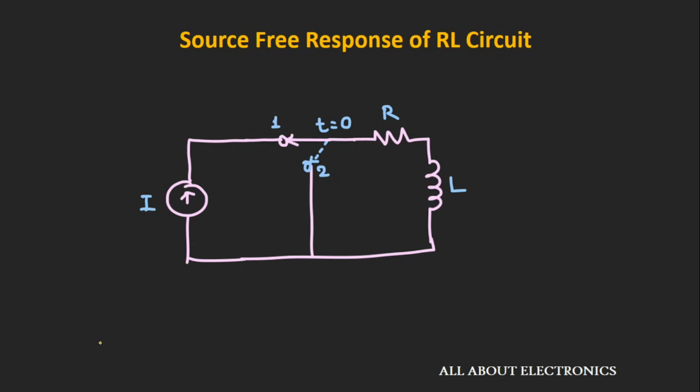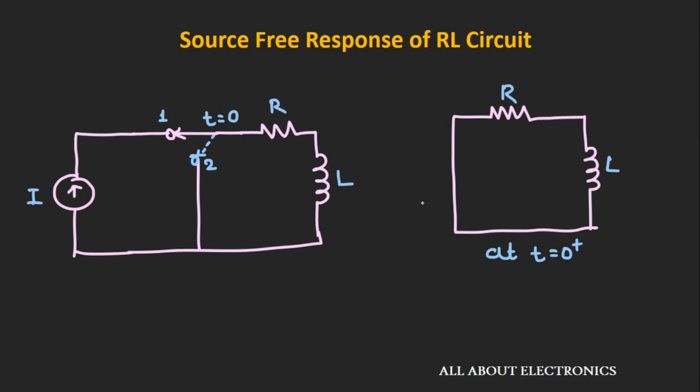Similarly, let us now see the source free response for the RL circuit. In this circuit, the switch is at position number 1 since a long time, and the current I is flowing through this RL circuit. At time t is equal to 0, the switch has been moved from position number 1 to position number 2. So at time t is equal to 0 plus, the equivalent circuit will look like this. Now at time t is equal to 0 minus, let us say the current flowing through this inductor is IL, and this IL can be given as I. That means the current flowing through this inductor will be I.